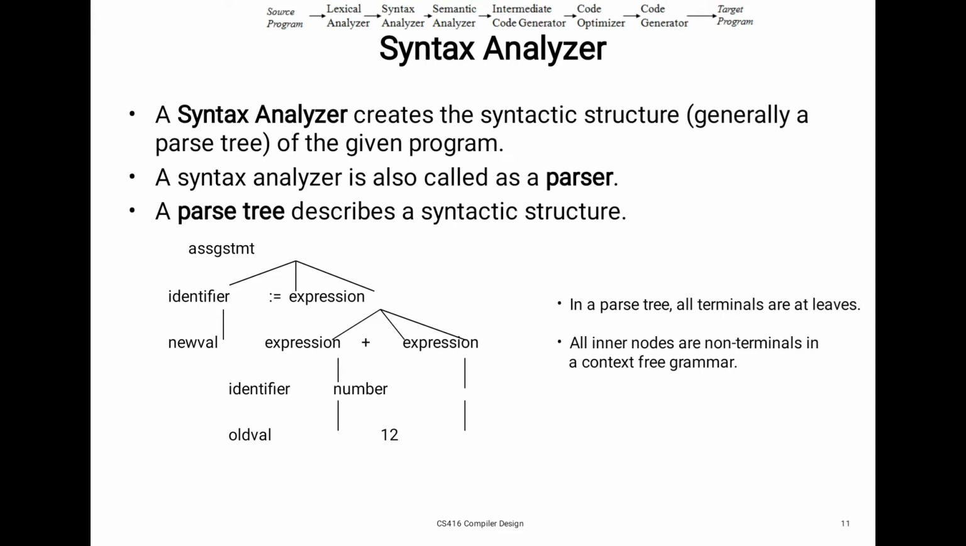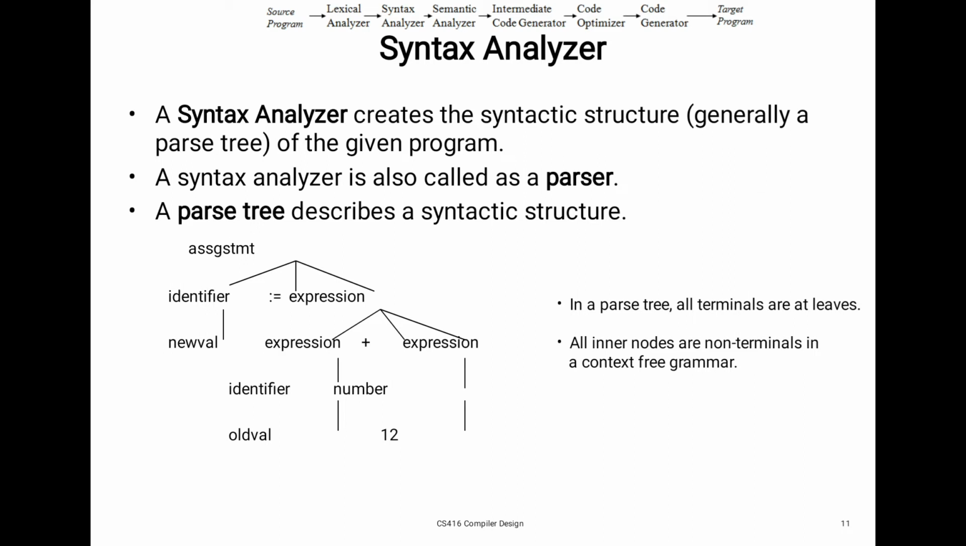So here in the syntax analyzer, a hierarchical structure will be formed. For example, previously we took the example new value is equal to old value plus 12. The syntax analyzer is also called a parse tree or syntax structure. For that example, let's discuss it here: old value plus 12.